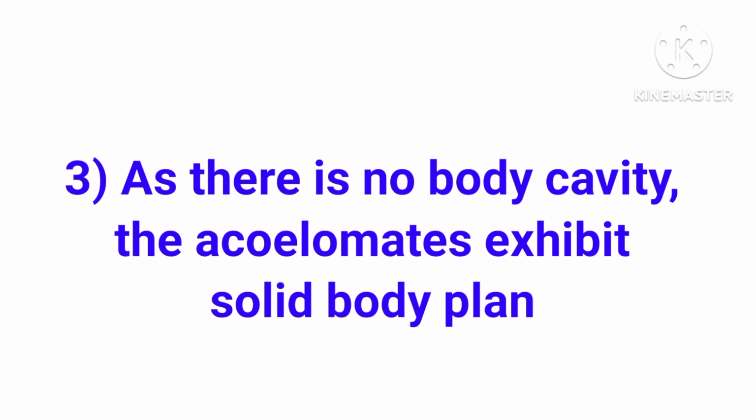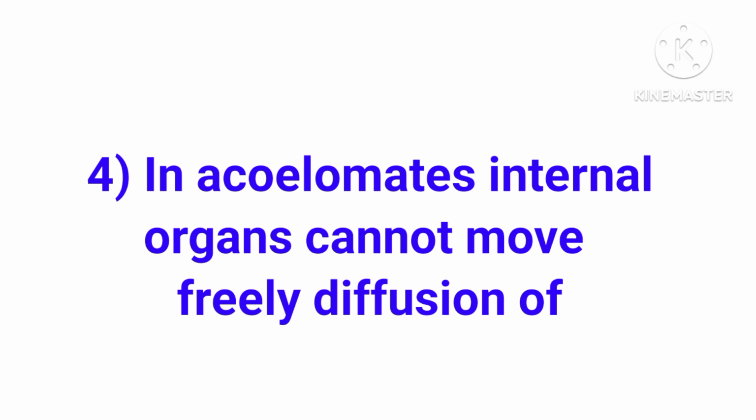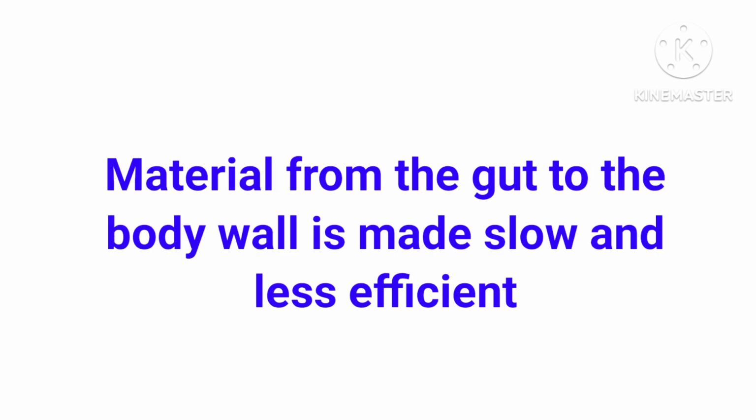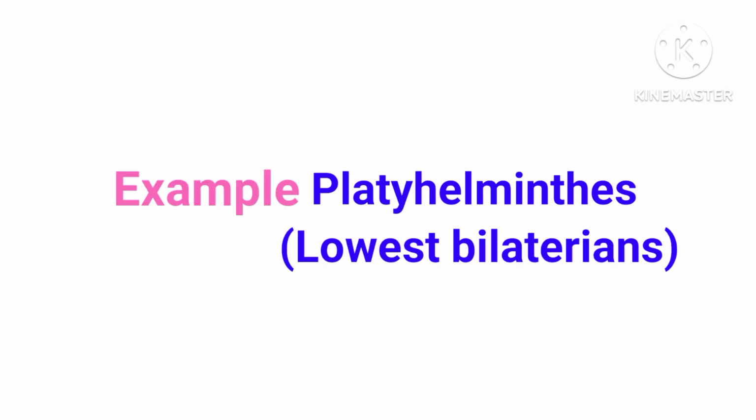As there is no body cavity, the acoelomates exhibit solid body plan. In acoelomates, internal organs cannot move freely. Diffusion of material from the gut to the body wall is made slow and less efficient. Example, platyhelminthes, lowest bilaterians.